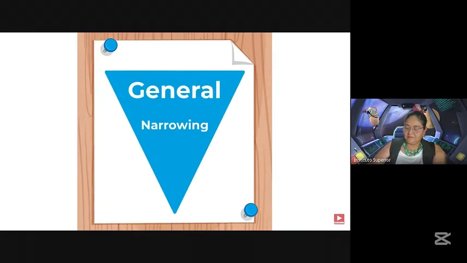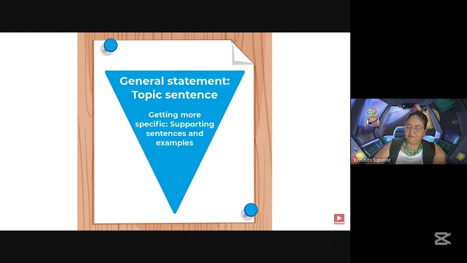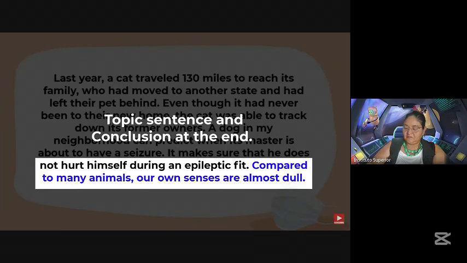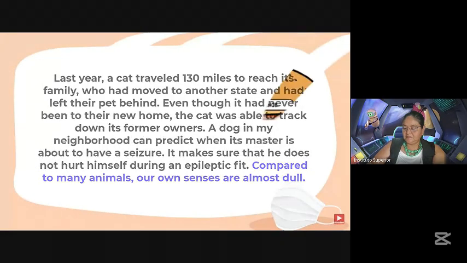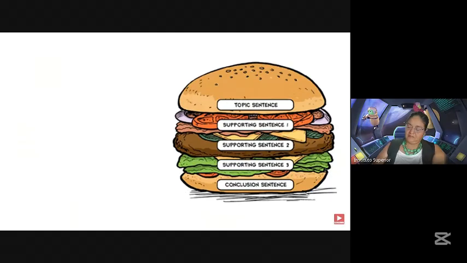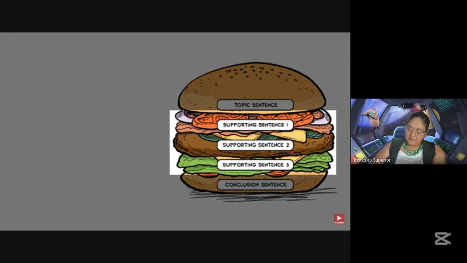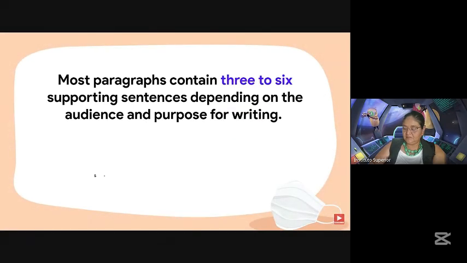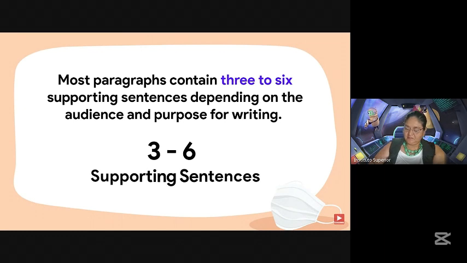Paragraphs that begin with the topic sentence move from general to specific. They open with a general statement about a subject and then discuss specific examples. Based on the kind of writing, a topic sentence may appear in the middle or even at the end of a paragraph. If you think of a paragraph as a hamburger, the supporting sentences are the meat inside the bun. They make up the body of the paragraph by explaining, proving, or enhancing the controlling idea in the topic sentence. Most paragraphs contain 3 to 6 supporting sentences depending on the audience and purpose for writing.